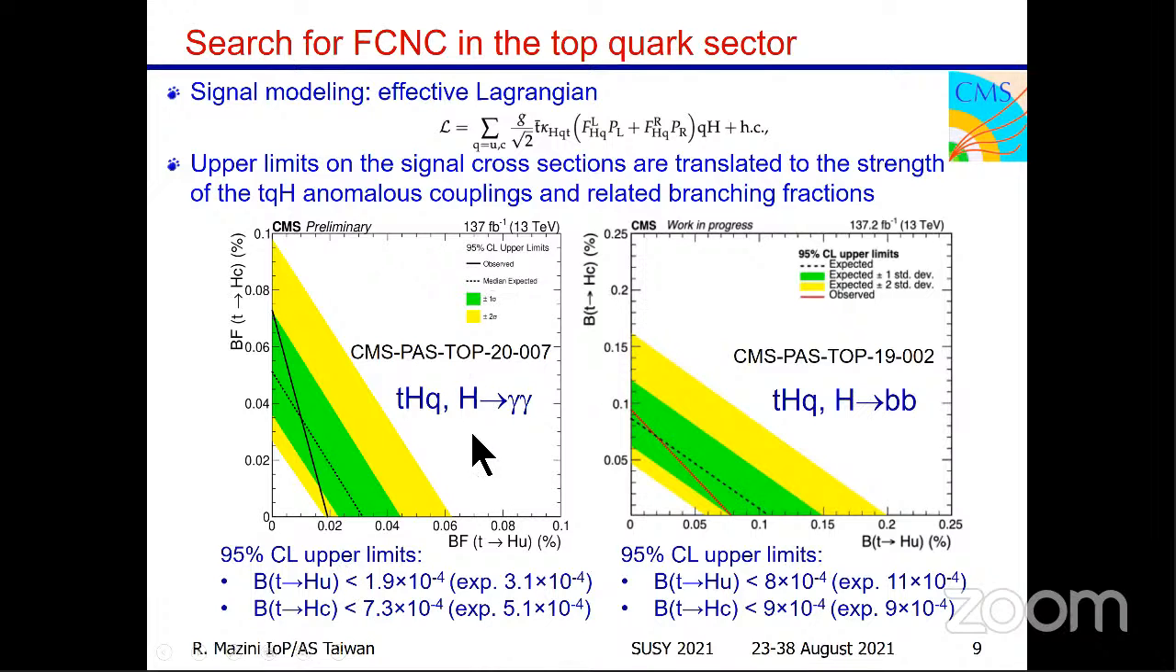So in conclusion, from their studies, they managed to set an upper limit on these two particular decays, which is around 2 times 10 to the minus 4 for T to HU, and 7 times 10 to the minus 4 for T to HC. And there are similar results coming from the other decay rate as well. Okay, so this is from CMS.